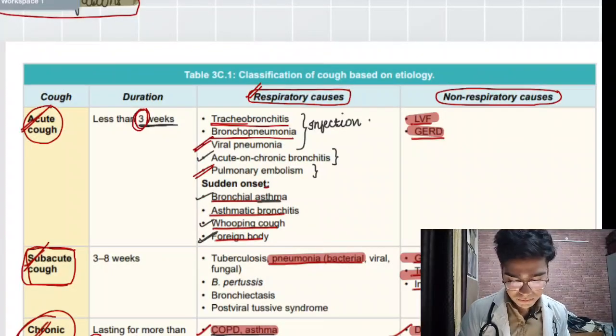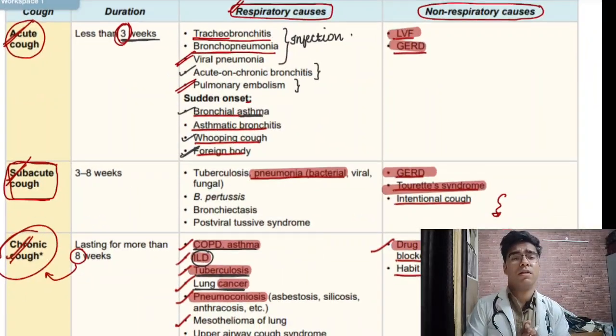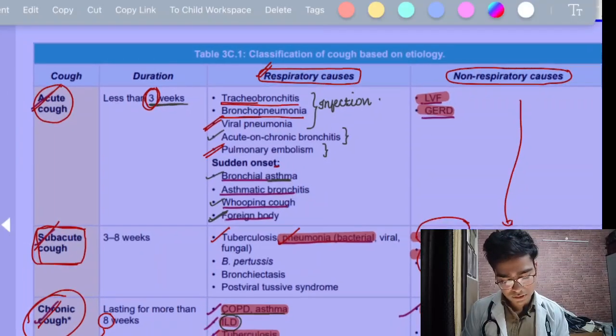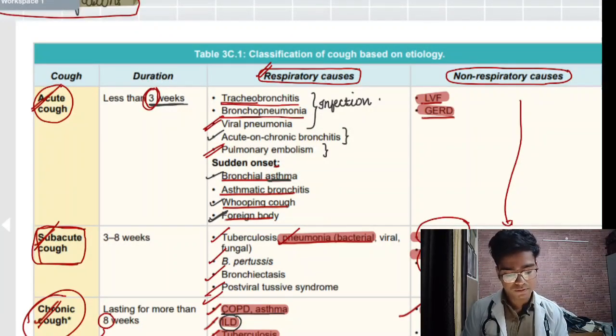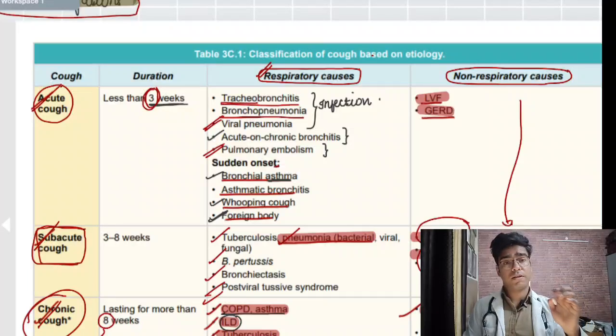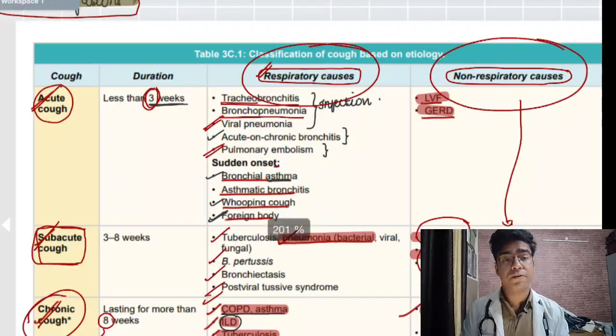Now what about subacute cough? Subacute cough is something which is in between acute and chronic, so it will have overlapping causes. For example, GERD can cause subacute cough, and also Tourette syndrome. We all know that Tourette is a psychological disorder. It can also cause subacute cough. And other causes can be tuberculosis, pneumonia, pertussis, bronchiectasis, and post-viral cough syndrome. So you have a basic idea about what is acute, what is subacute, what is chronic, and then we have to divide it into respiratory causes and non-respiratory causes. All right.